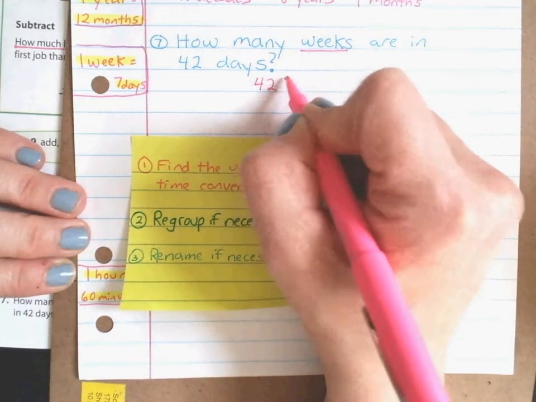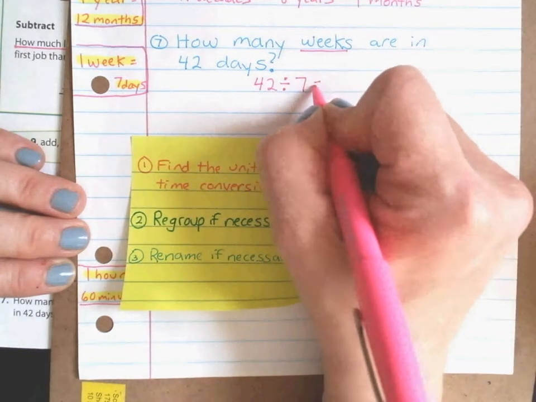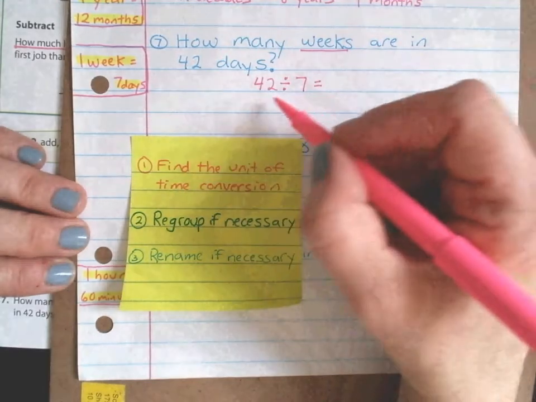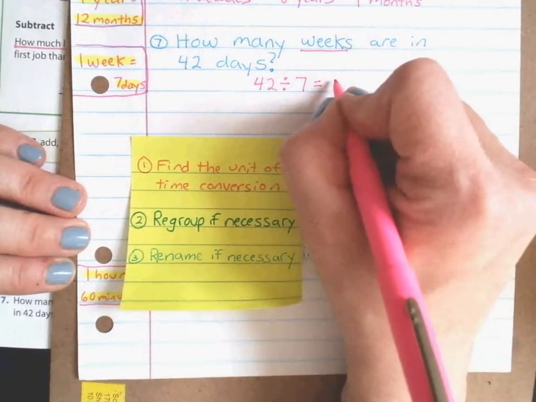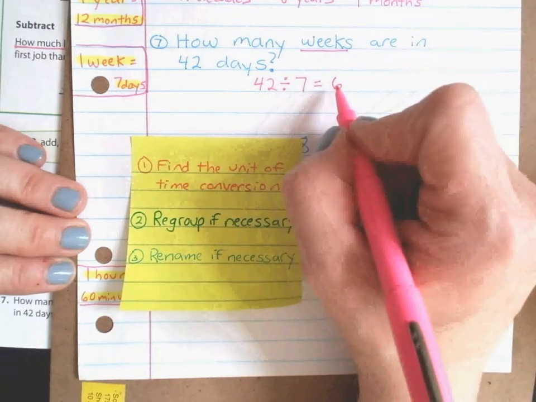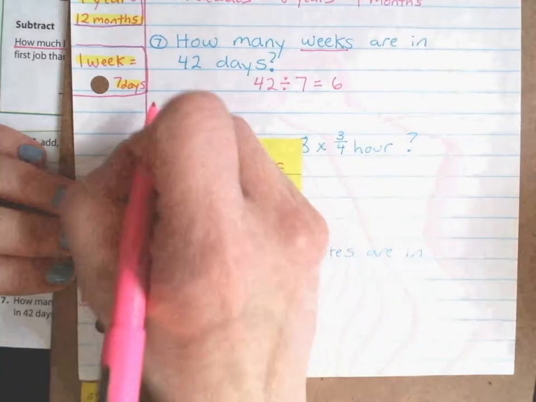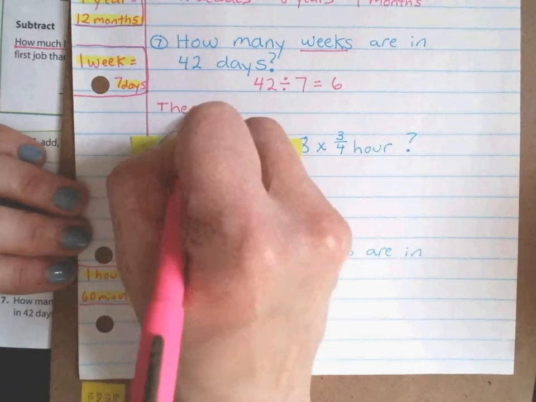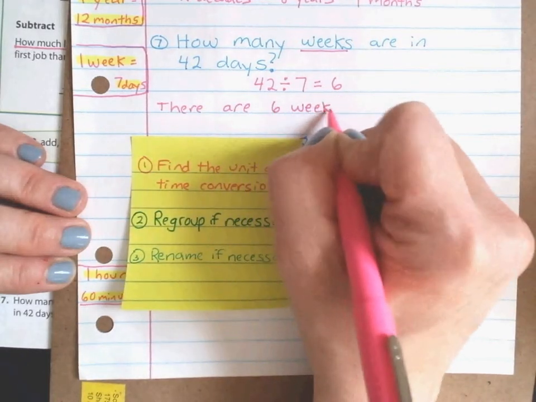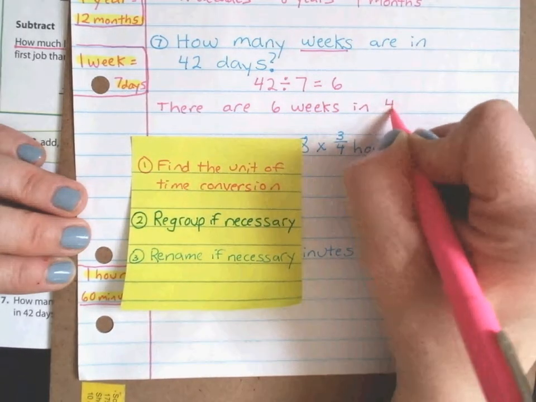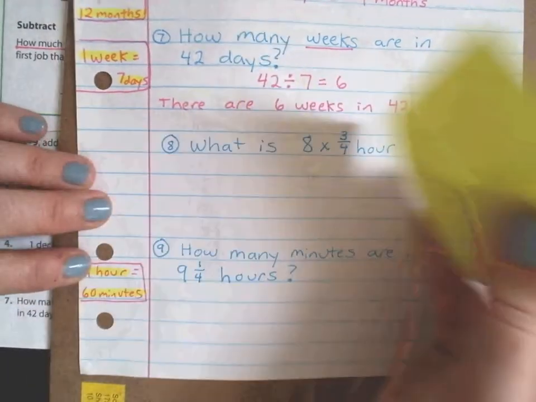So I'm going to take 42 days and I'm going to divide that by 7, and hopefully you know your multiplication facts. So 42 divided by 7 is 6, and I know that because 7 times 6 is 42. So to answer this question, there are 6 weeks in 42 days.